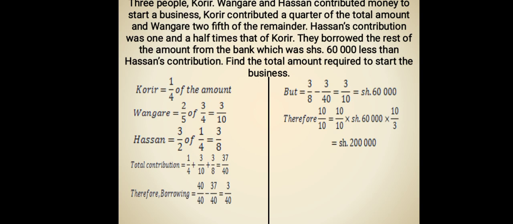3/10, which is equivalent to 60,000 shillings. Now, if 3/10 is equivalent to 60,000 shillings, what about 10/10? 10/10 multiplied by 60,000 multiplied by the reciprocal of 3/10, which is 10/3, gives us 200,000 shillings. So the total amount required is 200,000 shillings.